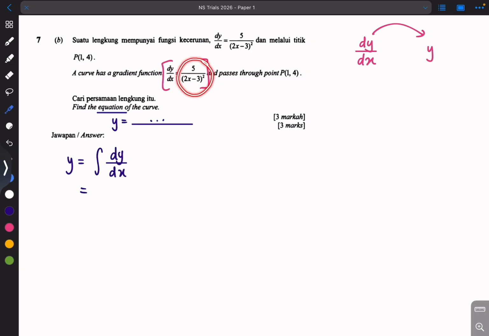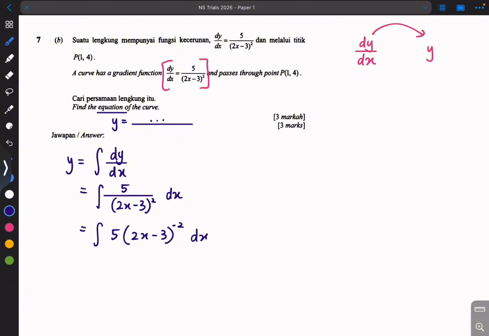So we know dy/dx is this, and we need to integrate it. So integrate 5 over (2x minus 3) squared, and we must write dx here because we are integrating with respect to x. Before we integrate, we can optimize this. We bring this term up, and when you bring it up, the power becomes negative. So you write 5 times (2x minus 3) to the power of negative 2, dx.